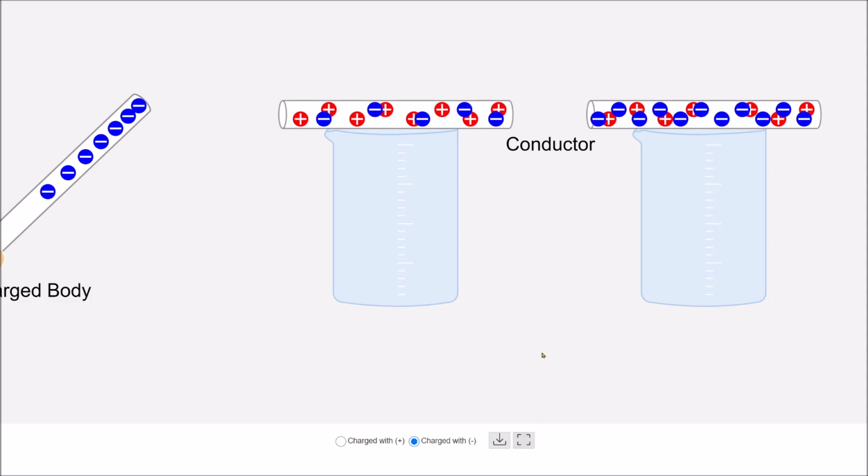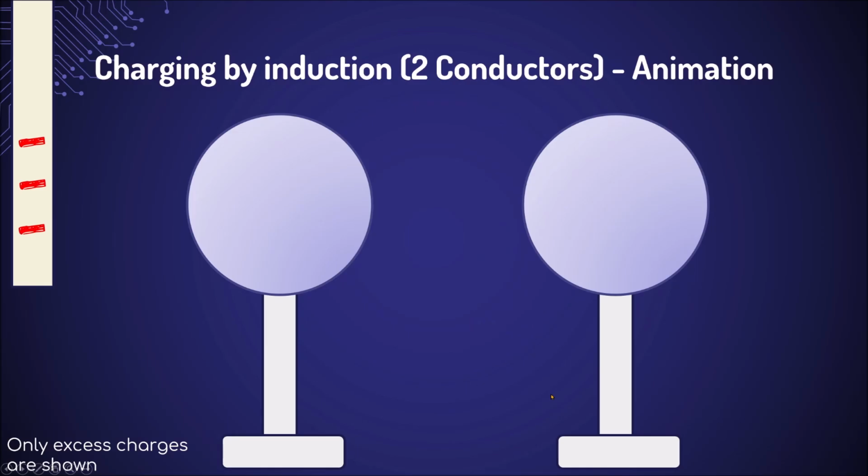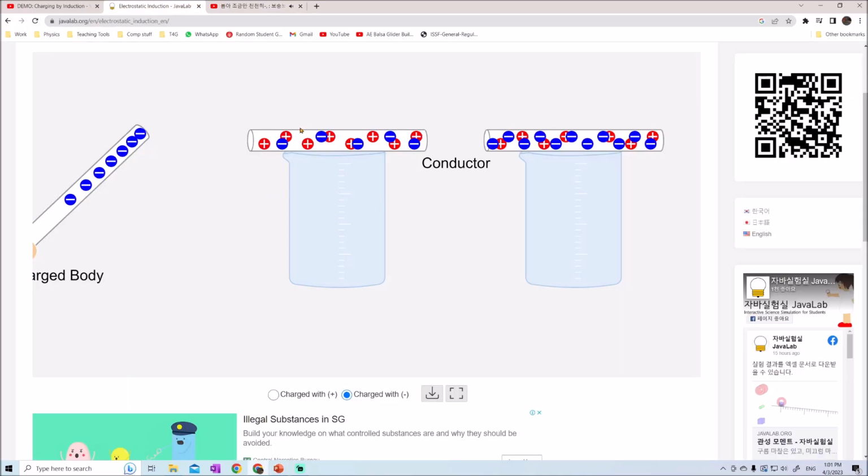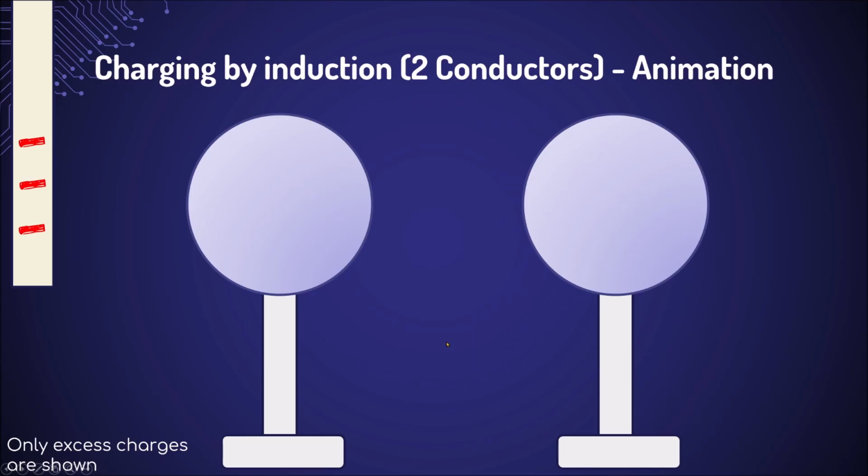Let's go to my slides now. Let me show you using my slides animation how we charge by induction for two conductors. This animation from my slides will be closer to what the video that you watched is showing. We are going to look at what the electron movement is like. Before I continue, just note that when we are drawing the electrons and positive charges, we only draw the excess charges. We don't do it like the simulation where we actually draw all the plus and minus. We only draw the excess ones, to make our drawing easier.